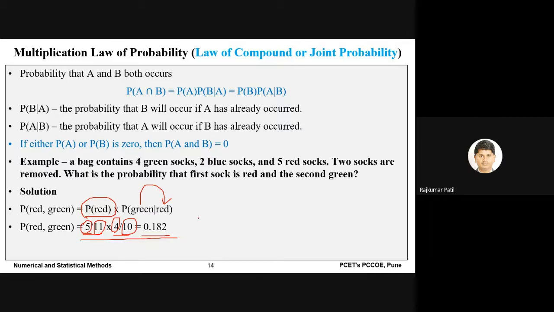So how will you interpret this 0.182? There is a 0.182 probability that the first sock is red and the second sock is green if we draw two socks one after another.